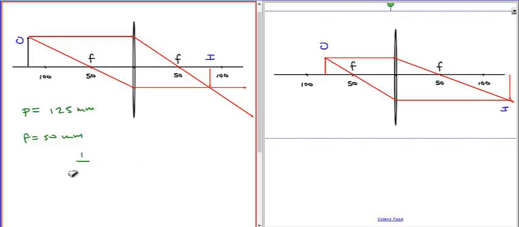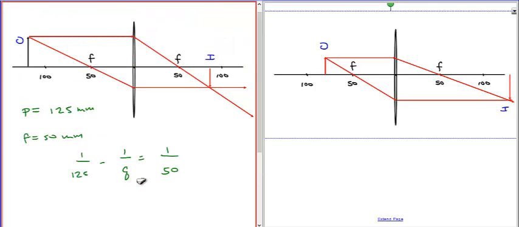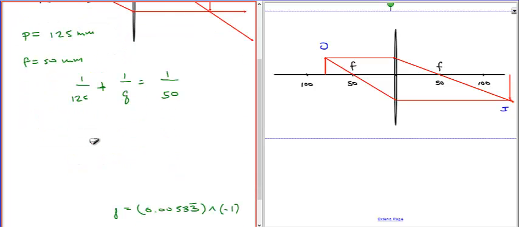So we have 1 over 125 plus 1 over Q, which is what we're trying to figure out. What is the distance to the image? Equals 1 over 50. So I'm going to have mercy on you guys, and you can just use a calculator. Actually it's plus, not minus. So yeah, I worked this problem out one time, and I used the wrong numbers. Okay, so we get 1 over Q is 1/50th minus 1/125th.